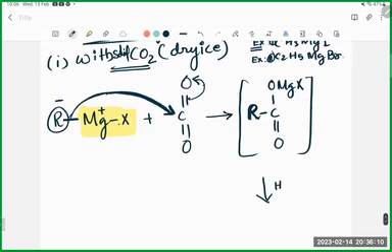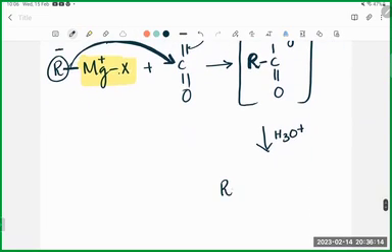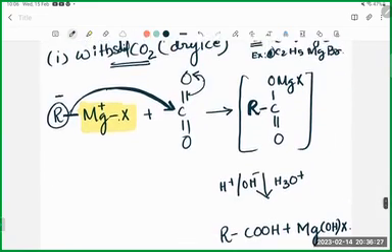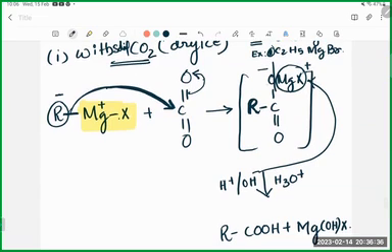Acid hydrolysis will be done for this. And what do you get over here as the product? R COOH, and Mg gets the OH, MgOH. So how will you get this reaction? Look over here. From acid hydrolysis, we have H plus and OH minus. So in MgX, this part gets the positive because the ionization happens here. So OH minus goes to the positive, H plus goes over here.